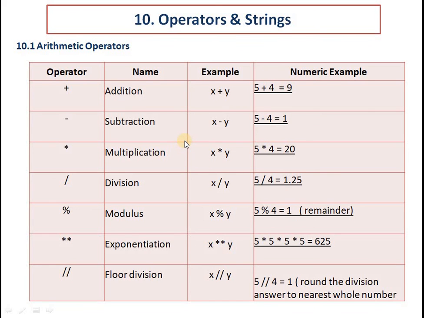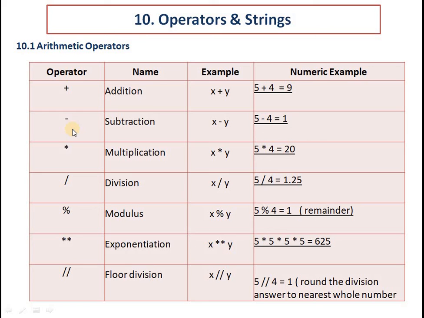Let us see the arithmetic operators. For all these examples, I am taking the value of x as 5 and y as 4. First operator is plus. Its name is addition. As an example, x plus y. Value of x I am taking throughout the example as 5 and y as 4. So x plus y, that is 5 plus 4, which will be equal to 9.